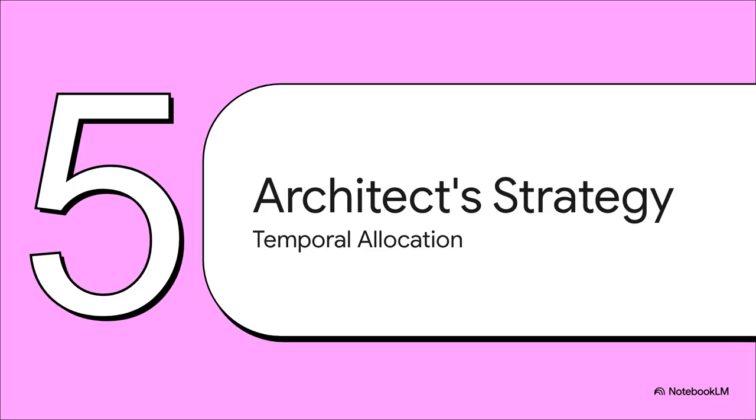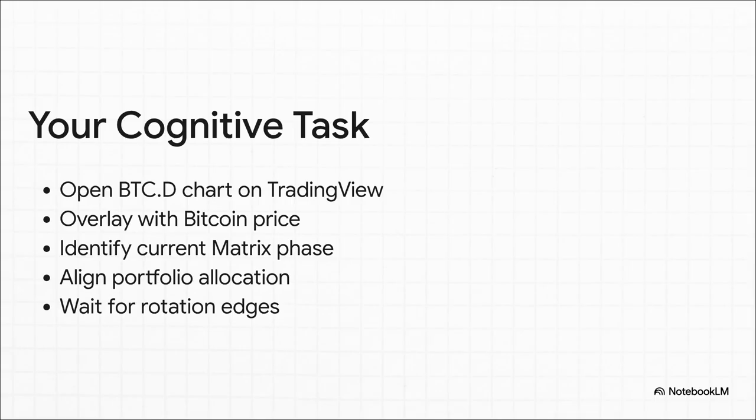Okay, wrapping up with Section 5, the architect's strategy, temporal allocation. So how do we actually use this to protect our capital? This is where we bring the theory into immediate protective practice. We want you to apply this algorithmic framework to your very own holdings right now. Exactly. So here is your cognitive task for today. Step 1, open the BTC.D chart on TradingView. Step 2, overlay it with the Bitcoin price. Step 3, identify exactly which phase of the matrix we are currently in right now.